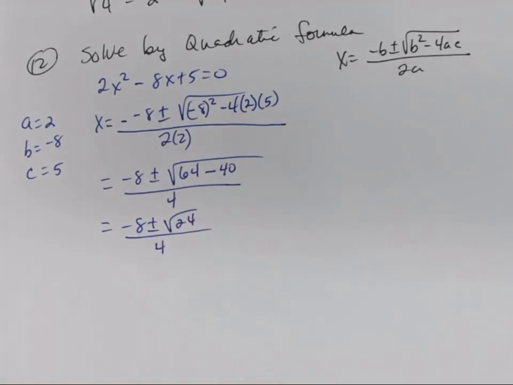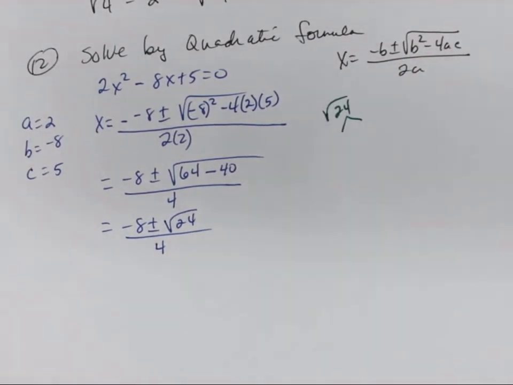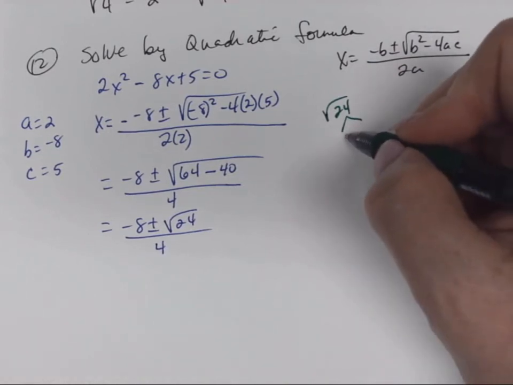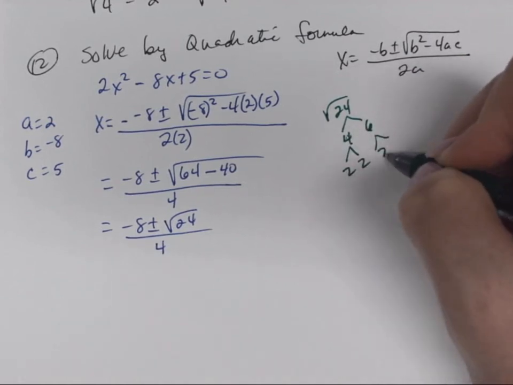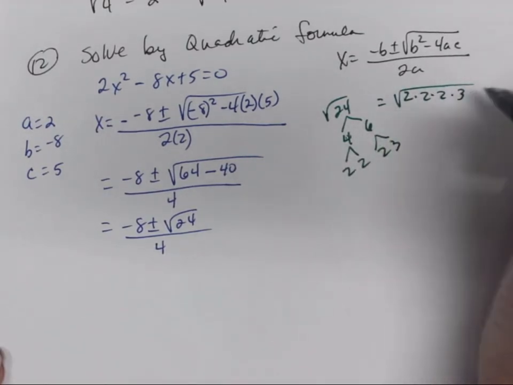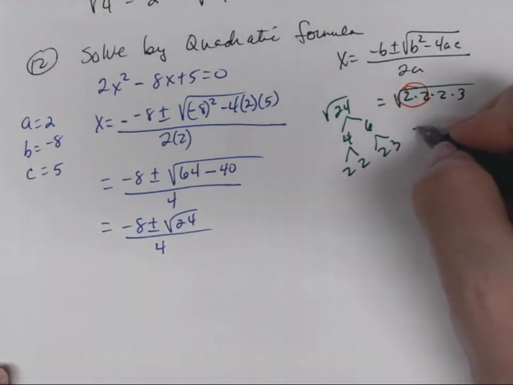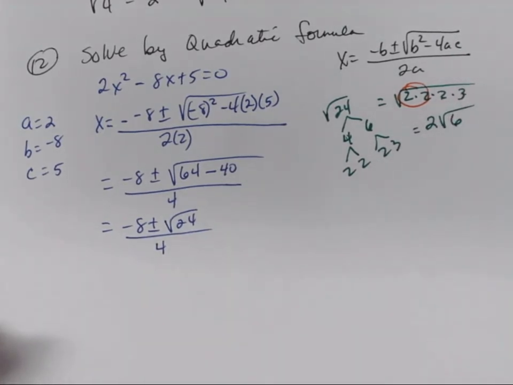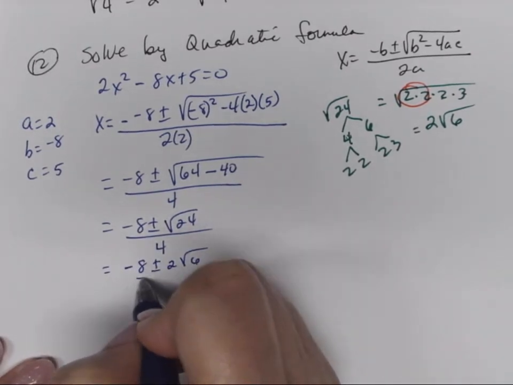All over 4. Now, going back and doing what we've done before, I'm going to take the square root of 24 and break it down. So we can do 2 times 12, 4 times 6, 3 times 8. It doesn't matter. Let's go with 4 times 6. So 2 and 2, and 2 and 3. So this equals the square root of 2 times 2 times 2 times 3. We're looking for a group of 2 numbers that match. So this will be 2 times the square root of 2 times 3, which is 6. Put this back into our problem, and you end up with negative 8 plus or minus 2 times the square root of 6 all over 4.